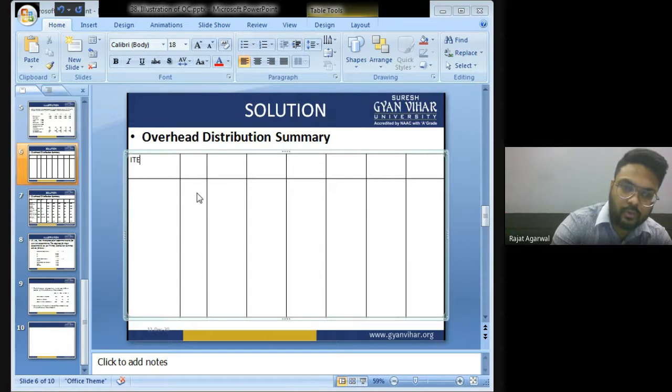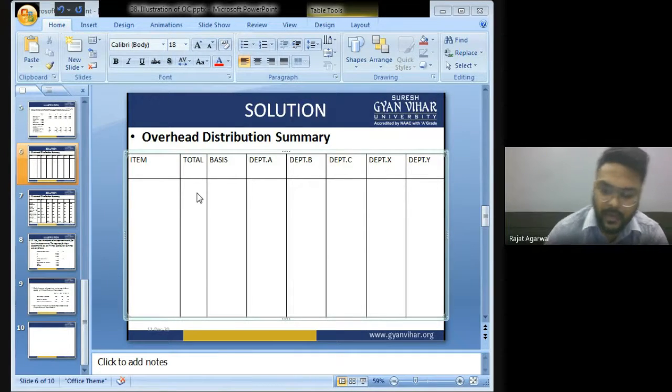First of all, we are going to write here item, then basis of distribution, and in front of the item you will write total, then basis of distribution, department A, department B, department C, department X, department Y.